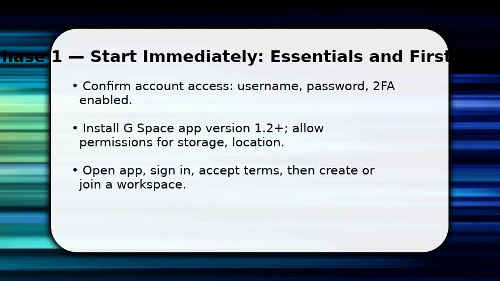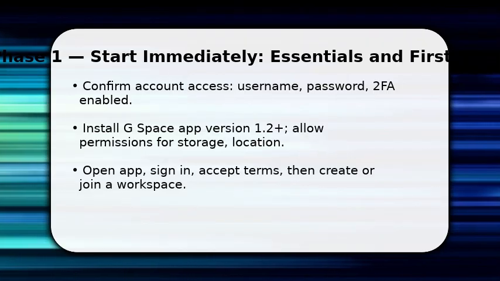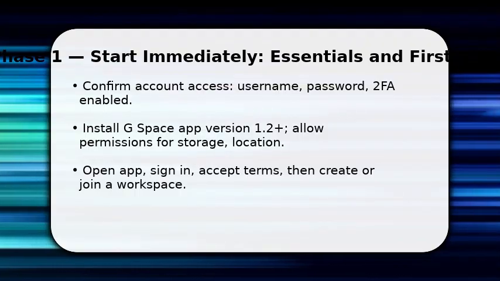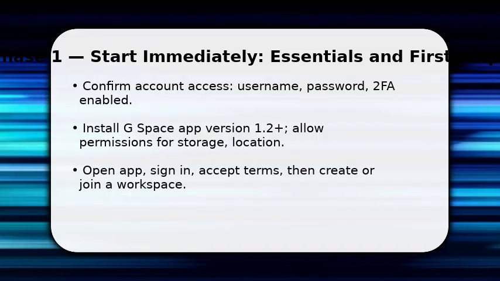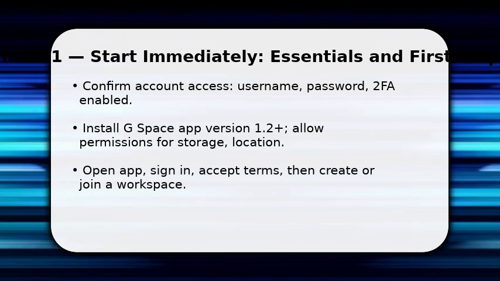Account credentials and device permissions. Now start. Open GSpace and sign in, then create or join a workspace so you have a context for files and settings. Once done, grant storage and location access so sync will work reliably. Make sure two-factor authentication is enabled for security and name your workspace clearly. This reduces confusion when you add collaborators. Next, I'll show you how to add resources and set up sync rules, step by step.